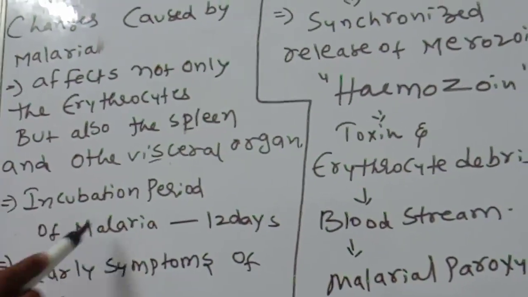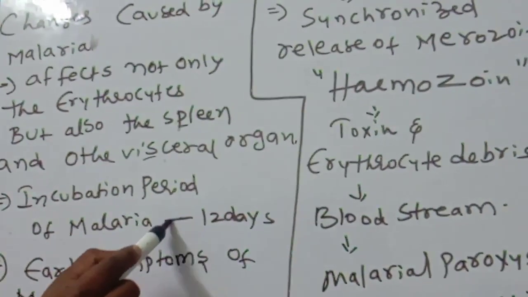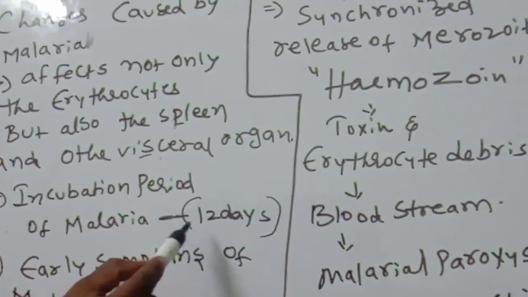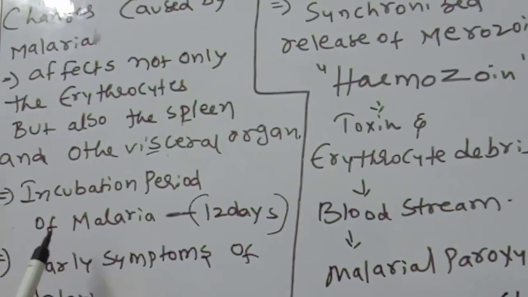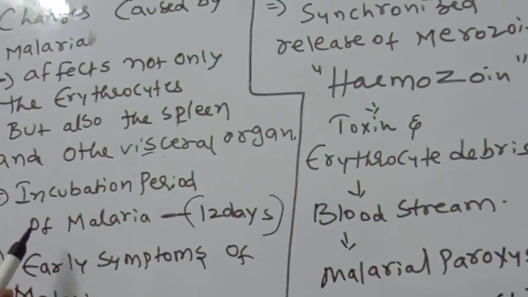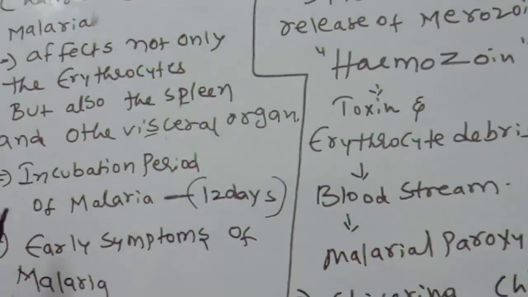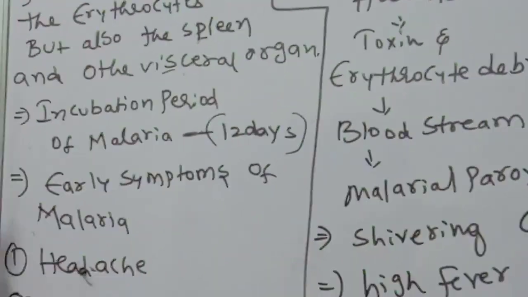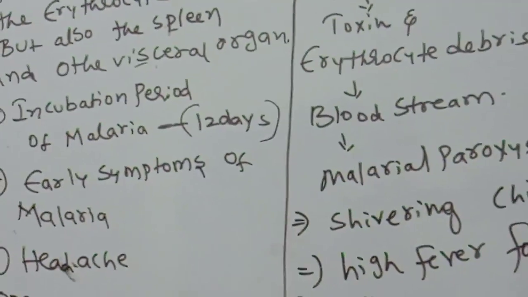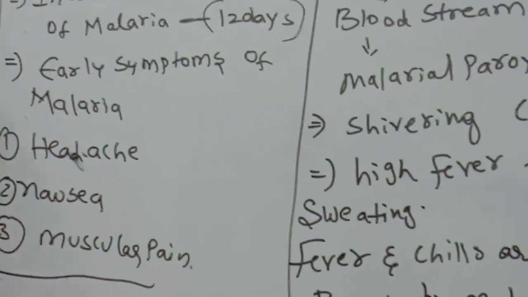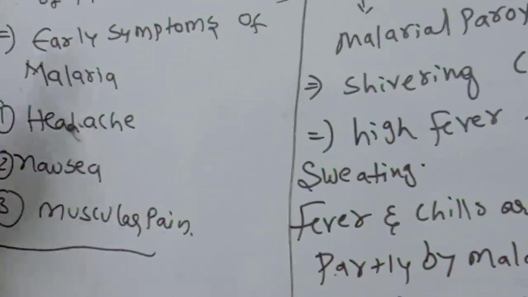The incubation period of malaria is 12 days. How many days? 12 days. After entering the body, the sporozoite needs 12 days to multiply, and that is only the incubation period. All these cycles, the erythrocytic cycle, the liver cycle, everything has to be completed, so 12 days are required.